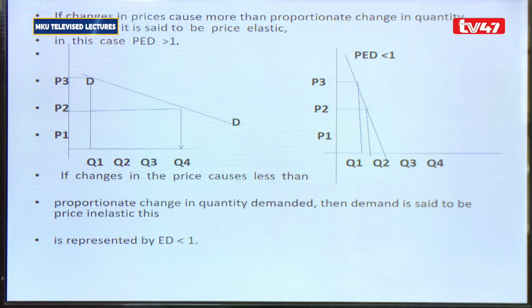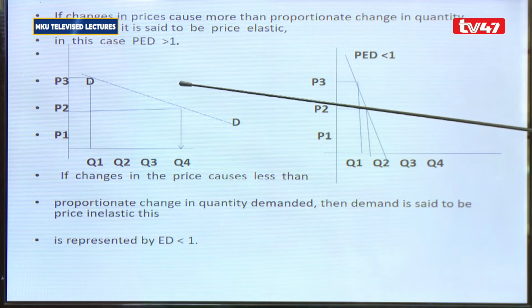We start, if it is equal to 1, we call that unit elasticity. Meaning that when price changes from like 2 to 4, quantity demanded moves from 4 to 2. That is equal. We call it unit elasticity. Then, if it is greater than 1, it is said to be price elastic. It means that when the price changes from like 2 to 4, the quantity demanded may change from like 6 to 2. Now let's demonstrate that here.